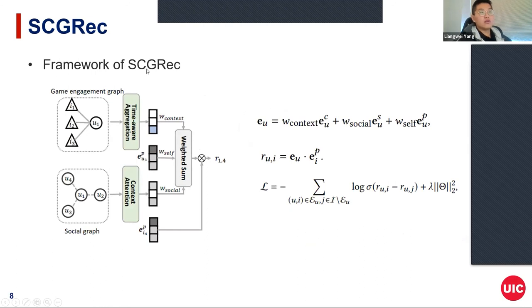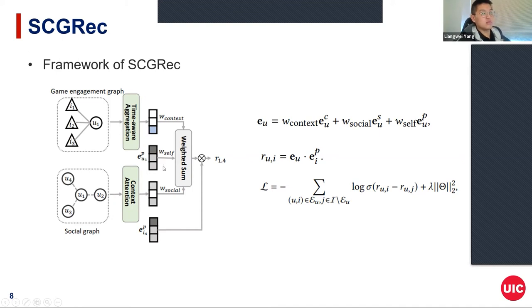And here is the framework of our proposed SCGRec. This model consists of three parts. The first part aims to calculate users' context embedding, and it is obtained by a time-aware aggregation model. The input of this model is our game engagement graph. The second part is users' social embedding, which is calculated from the context attention model, and the input of the context attention model is the social graph.